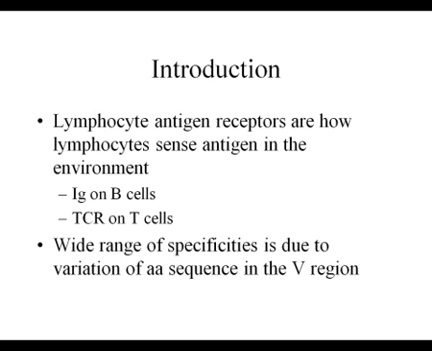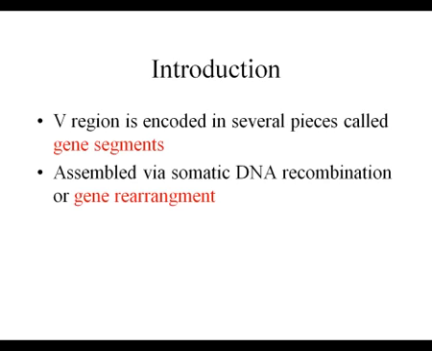But of course, the amino acids are translated from nucleotide sequences, which means that the nucleotide sequence has to vary on the DNA before the RNA is even transcribed to bring about this variation. So the V region is encoded on several chunks of nucleotides on the DNA called gene segments, and then they are reassembled using something called somatic DNA recombination or gene rearrangement.